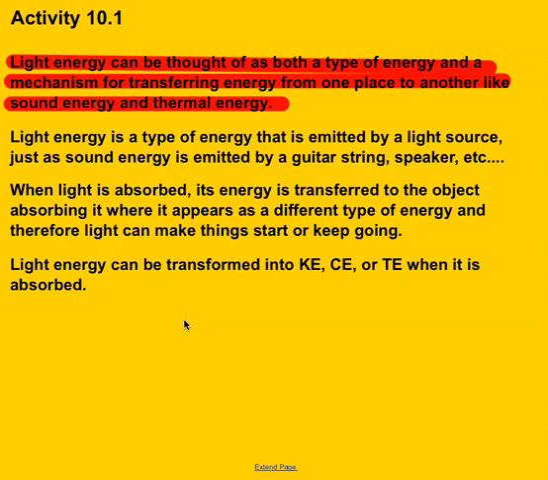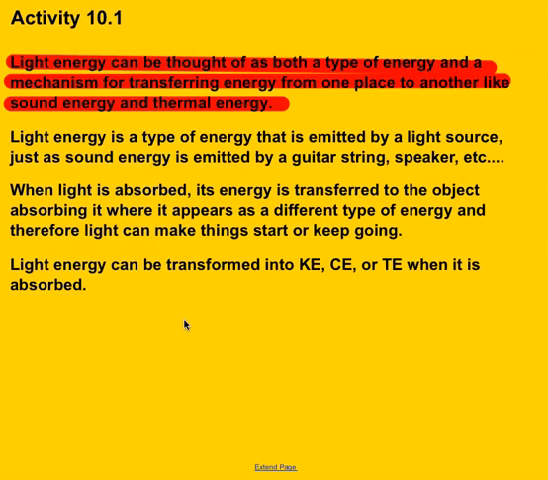So light energy is a type of energy that is emitted by a light source, just as sound energy is emitted by a guitar string or a sound source, which could also be a speaker. When light is absorbed, its energy is transferred to the object absorbing it, where it appears as a different type of energy, and therefore light can make things start, or it can make things keep going, maybe even make things stop, especially if you run out of light energy or if it gets dark out.